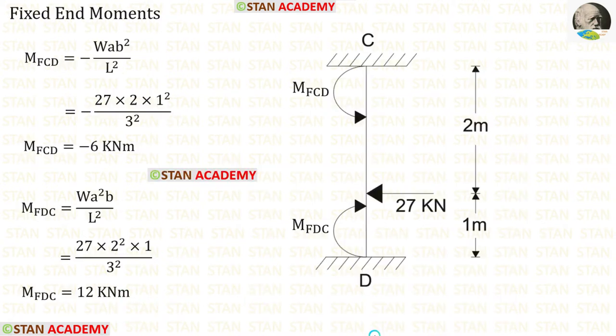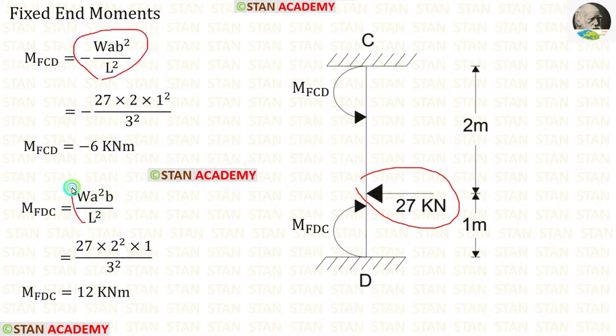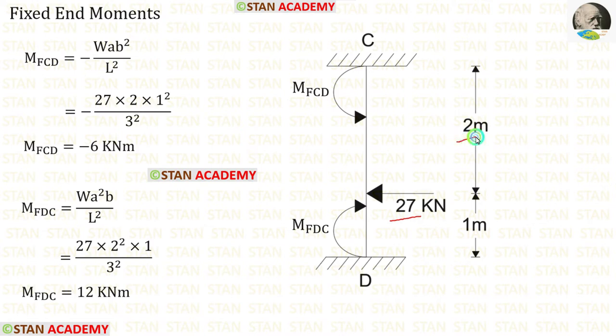Now let us find the fixed end moments in the column CD. In the column CD, there is an eccentric point load of 27 kN. The formulas for the fixed end moments are minus W a b square upon L square and positive W a square b upon L square. Here W is 27, a is 2, b is 1. When we apply the values in the formulas, we get M of CD and M of DC.